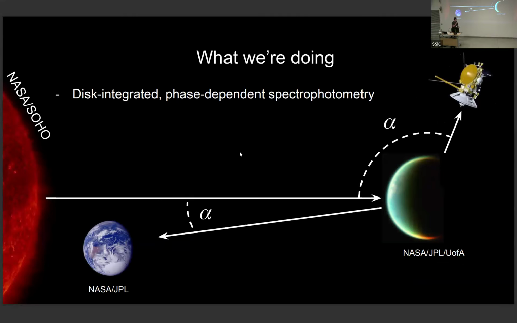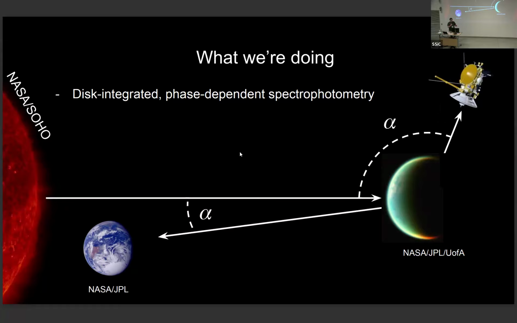Just to make sure that everyone's on the same page, a phase curve is basically what you get when you plot the brightness or the albedo or some other radiometric quantity of a planetary object like Titan against the phase angle that you measure that brightness at. And the phase angle here, alpha, is just the angle between the star, the object you're looking at, and the observer.